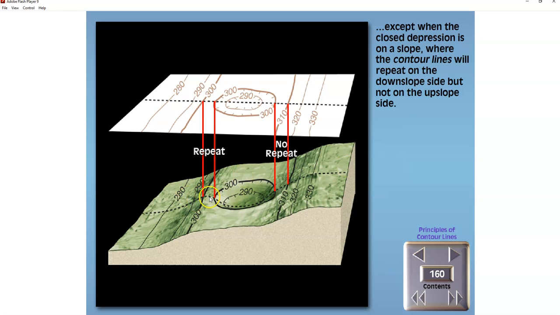So you can see in this case, on the left side of this crater, it repeated, just like in the last example. It went 280, 290, 300, up over this little rim, back down to 300, 290, but then when you come out on the right side of the crater, it didn't go back downhill, it kept going up a hill, and so it didn't repeat on this side. So again, you've got to be very careful when you read topographic maps. It can be a little tricky.